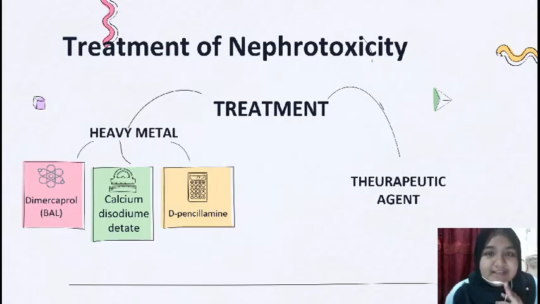Hello everyone, my name is Nur Aisha binti Anwar. Today I will share about the treatment of nephrotoxicity. The treatment consists of two parts, which are heavy metals and therapeutic agents.